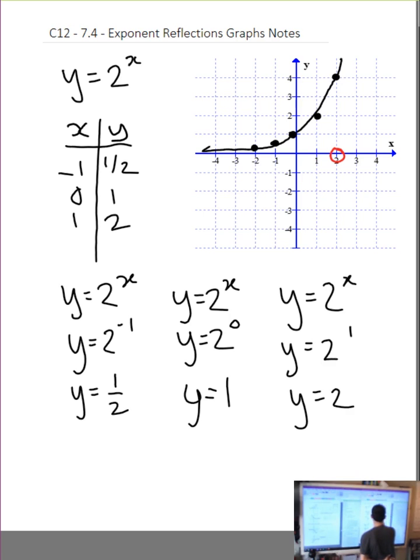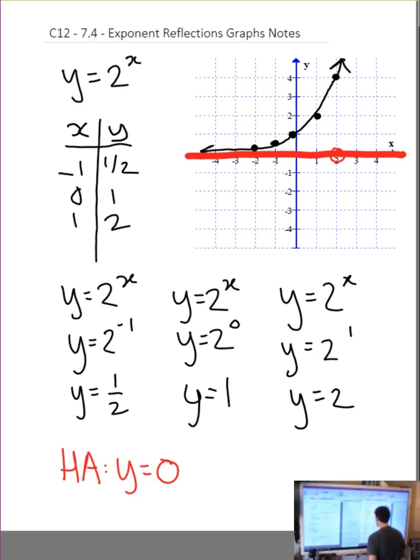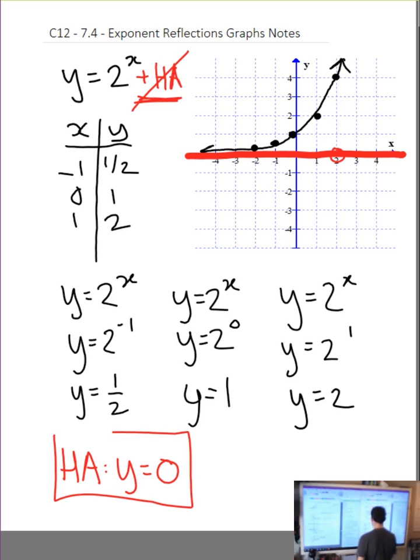Try putting it in your graphing calculator and you'll see we never hit the x-axis. We go up to the right, down to the left. We have what we call a horizontal asymptote, a line that we never cross. This line, the x-axis right here, is y equals 0. It also happens to be the number off to the right of the equation, plus the horizontal asymptote, whatever this number is. Now there isn't anything there, so it's a 0, so we have a horizontal asymptote at y equals 0.